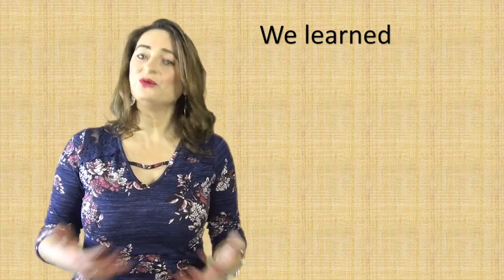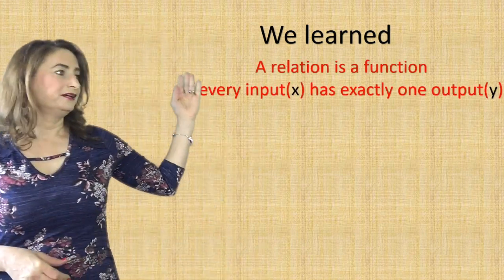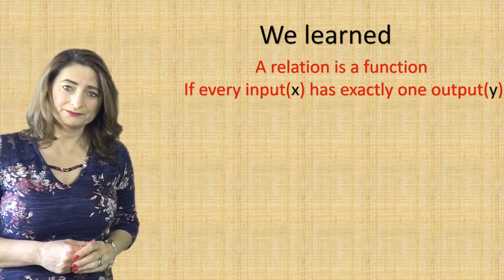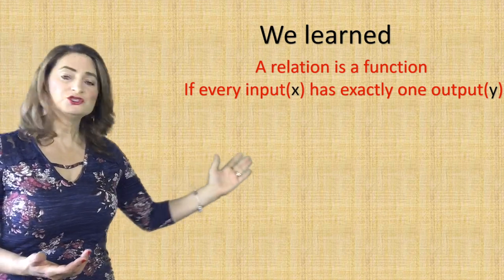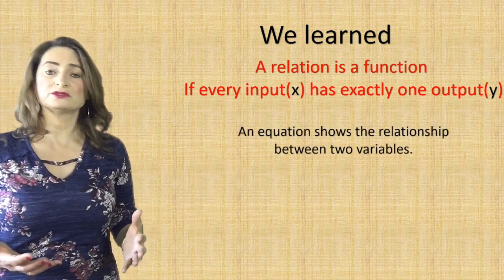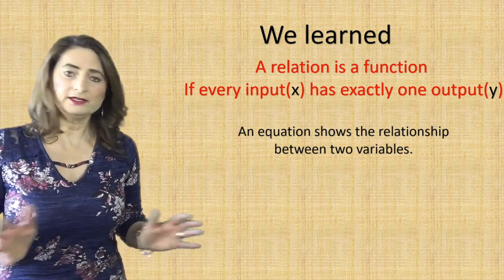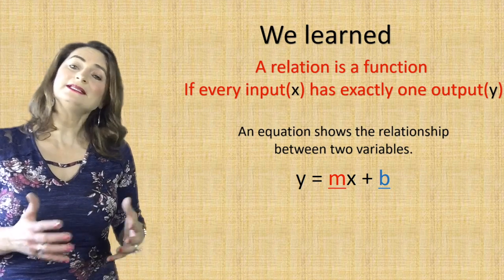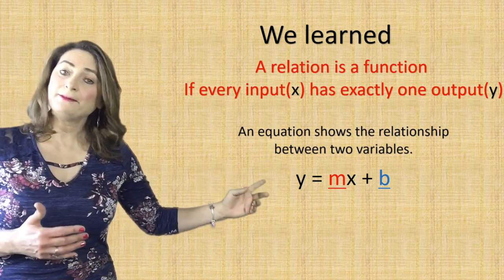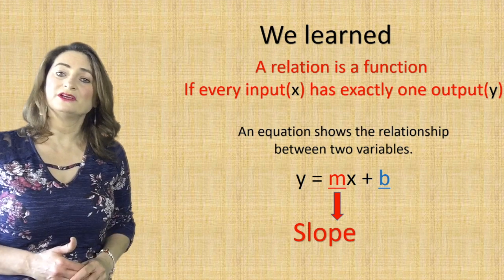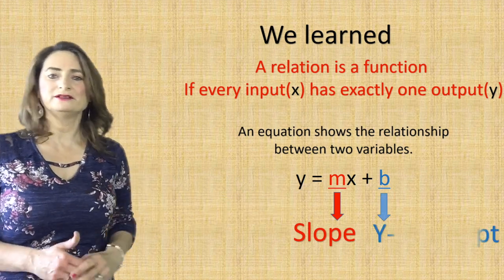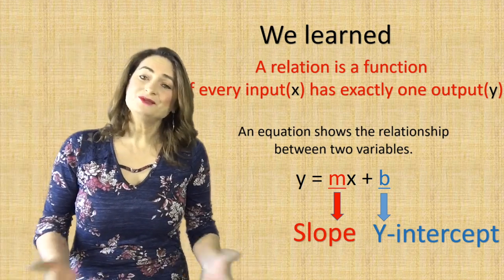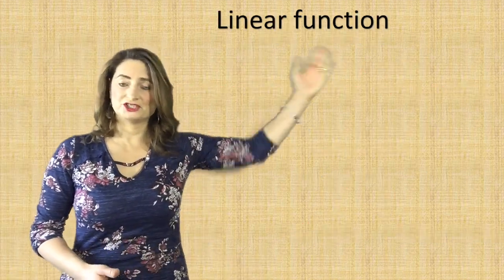So let's review what we already know. A relation is a function if every input has exactly one output. We also learned an equation shows the relationship between two variables, the x and the y, or any other two variables. We know y equals mx plus b is a linear function where m is the slope, which is the number attached to the variable x, and b is the y-intercept, which is the number that stands alone, it's not attached to anything. Today's lesson, we will discuss something called linear functions.